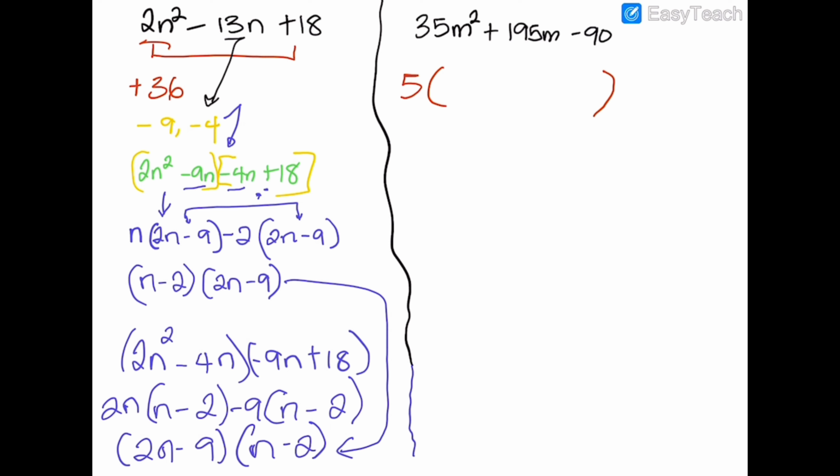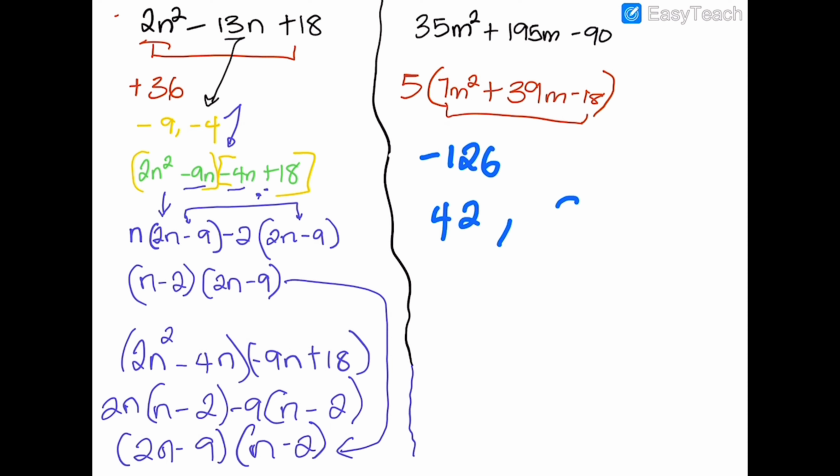Next, we're just going to rewrite it. After I pull out a 5 from there, I'm going to be left with 7m squared plus, after I pull out a 5 from this one, I get 39m. And if I pull out a 5 from this one, I'm left with, not 15, 18. -18. So now we can use the decomposition method. We're going to multiply 7 and 18, and we're going to get -126. Then we figure out what numbers give us 39, and those numbers would be 42 and 3, but the signs here would be a plus 42 and a -3.